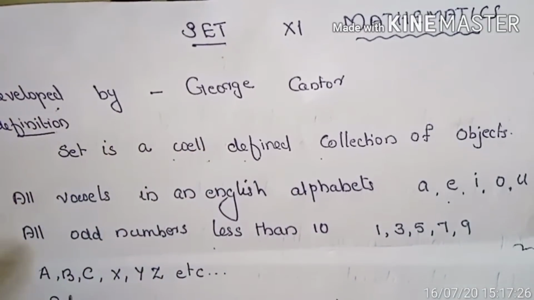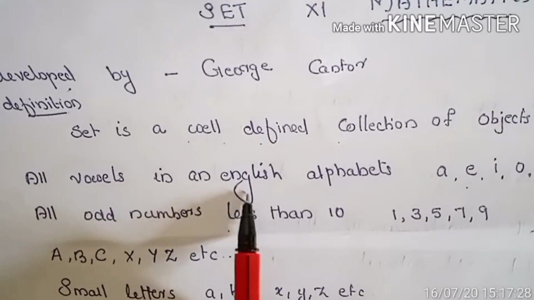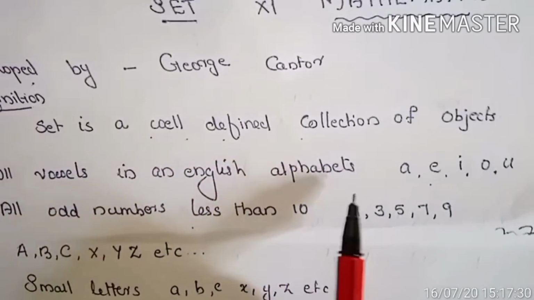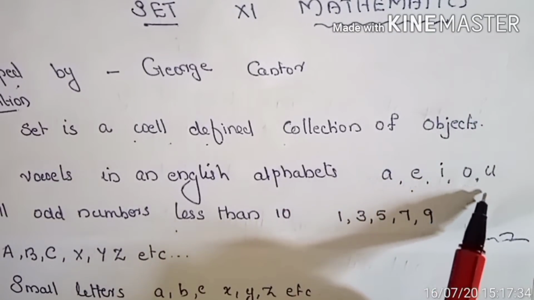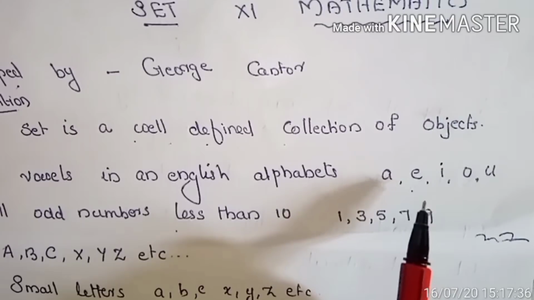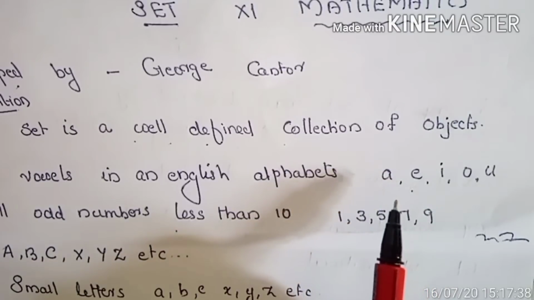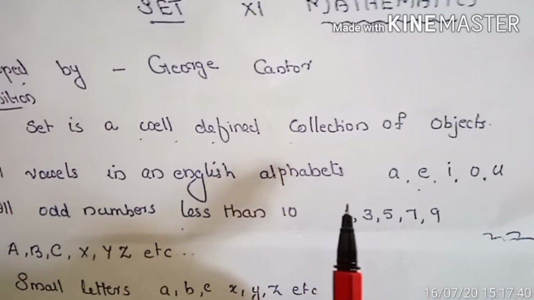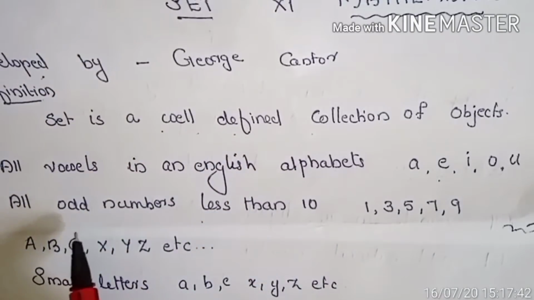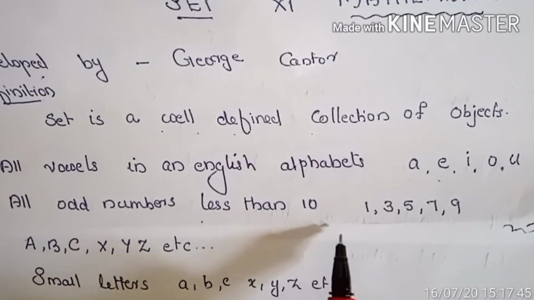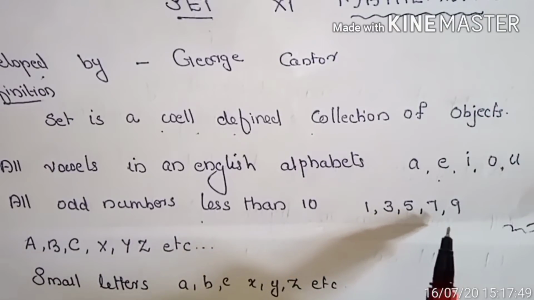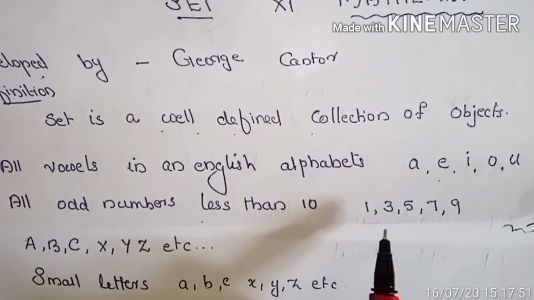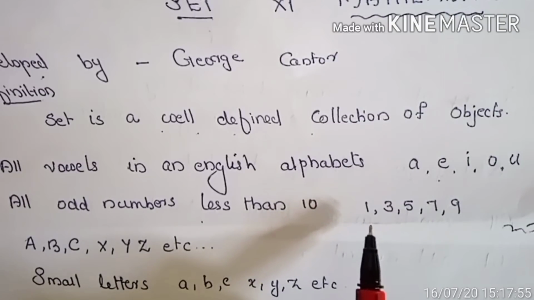Look at one example: all vowels in the English alphabet. We know that they are A, E, I, O, U. This does not vary. That means this is well defined. Look at the other example: all odd numbers less than 10. Which are they? 1, 3, 5, 7, 9. This also does not change. So, this is well defined.